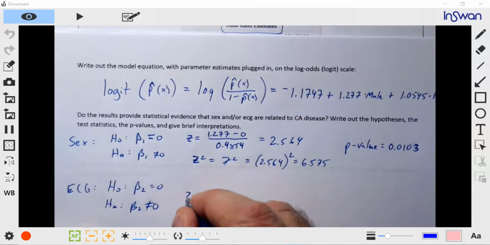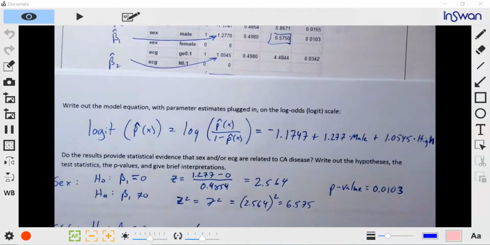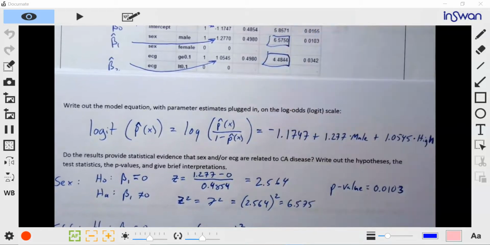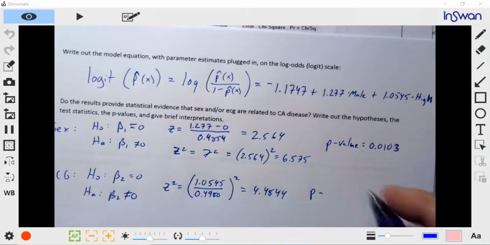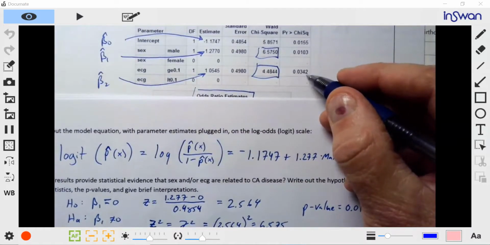So again here, I'm just going to jump right to z squared, which is the same as chi-squared, is 1.0545 divided by 0.4980. Subtract 0 in the numerator, but I won't write that out because it's 0. And if you do this calculation, you'll find it's 4.4844, which is the same as this chi-squared statistic up here. The p-value, it's hard to get this all on the screen at the same time. I apologize. The p-value is 0.0342.